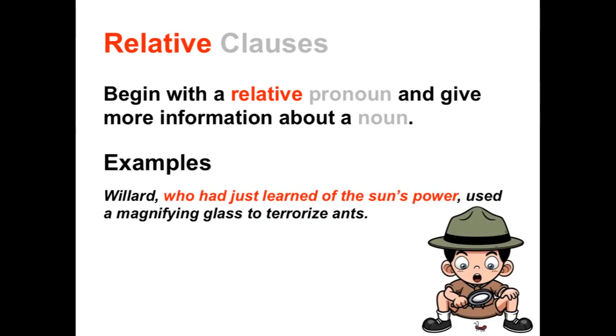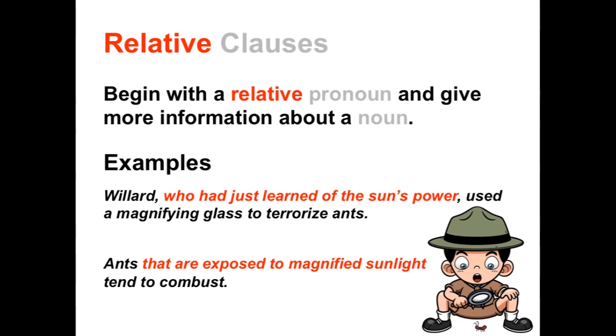Willard, who had just learned of the sun's power, used a magnifying glass to terrorize ants. Here, the relative pronoun who introduces the relative clause who had just learned of the sun's power, and this provides additional information about Willard. Here is another example of a relative clause. Ants that are exposed to magnified sunlight tend to combust. In this example, the relative pronoun that introduces the relative clause that are exposed to magnified sunlight, and this provides more information about the ants.